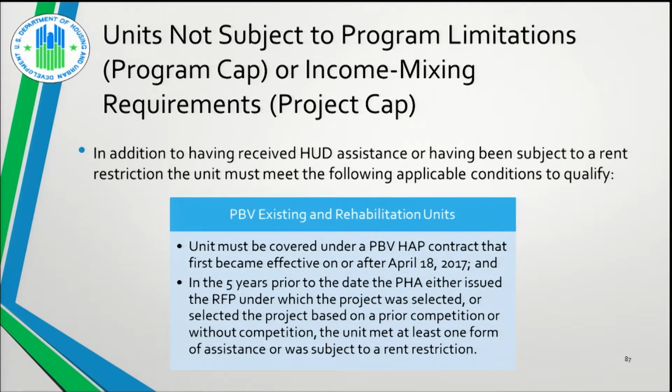In addition to having received the HUD assistance or having been subject to a rent restriction, the unit must meet both the following conditions to qualify. First, the unit must be covered under a PBV HAP contract that first became effective on or after April 18, 2017, as I previously mentioned. And second, in the 5 years prior to the date the PHA either issued the RFP under which the project was selected or selected the project based on a prior competition, or without competition, the unit met at least one form of assistance or was subject to one of the rent restrictions.